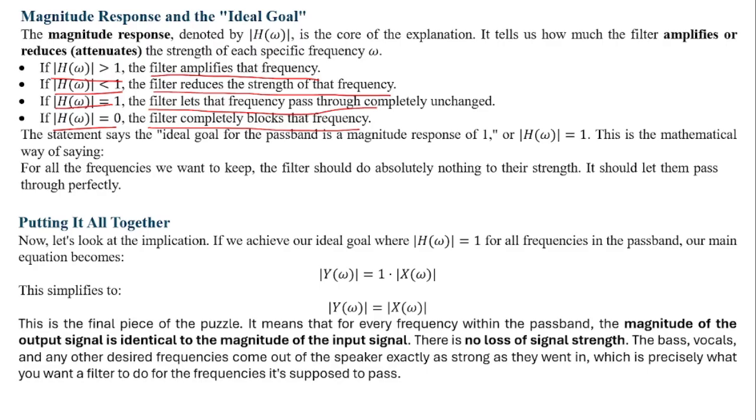Okay, so as we put it all together, we got this equation, and it means that for every frequency within the passband, the magnitude of the output signal is identical to the magnitude of the input signal. That means there is no loss of signal strength within the passband region.